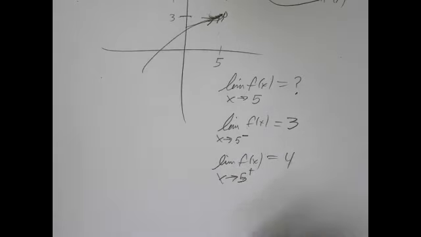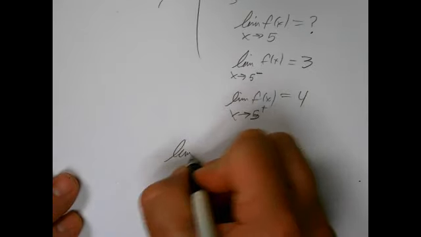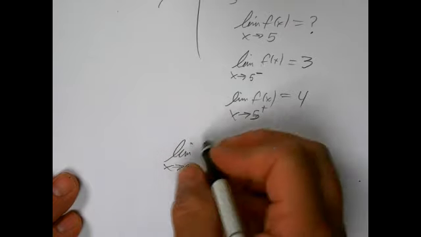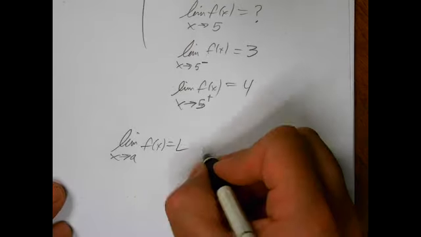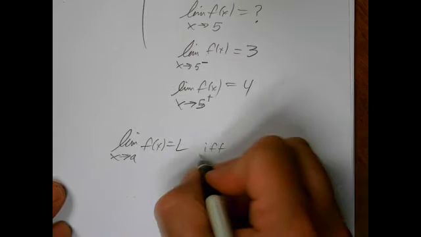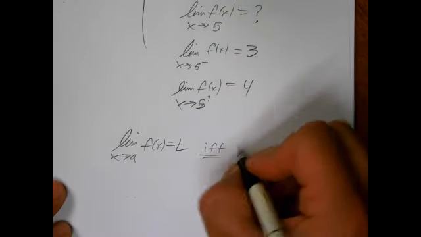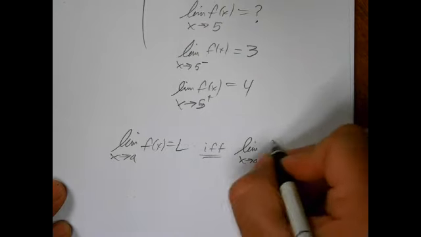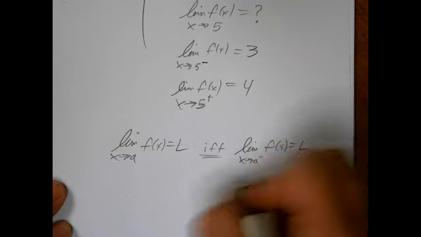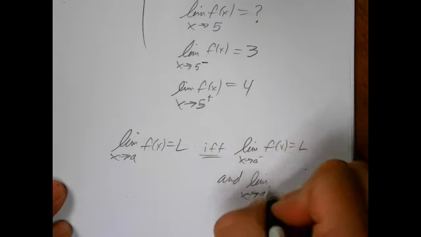All right, and what we establish is that the limit as x approaches a of f of x equals some limit value, some number L, if and only if, and the IFF with two F's means if and only if, the limit as x approaches a from the left of f of x is equal to L, and the limit as x approaches a from the right of f of x is equal to L.